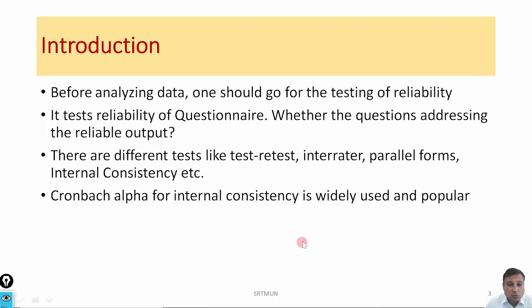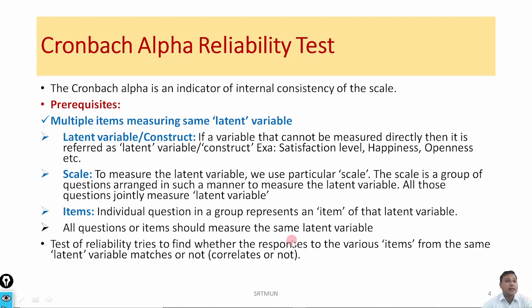So let me take you all to the Cronbach alpha reliability test. The Cronbach alpha is an indicator of internal consistency of the scale. And what is the prerequisite to perform the Cronbach alpha? That should be there in our data. So in our data, we should have multiple items measuring the same latent variable.